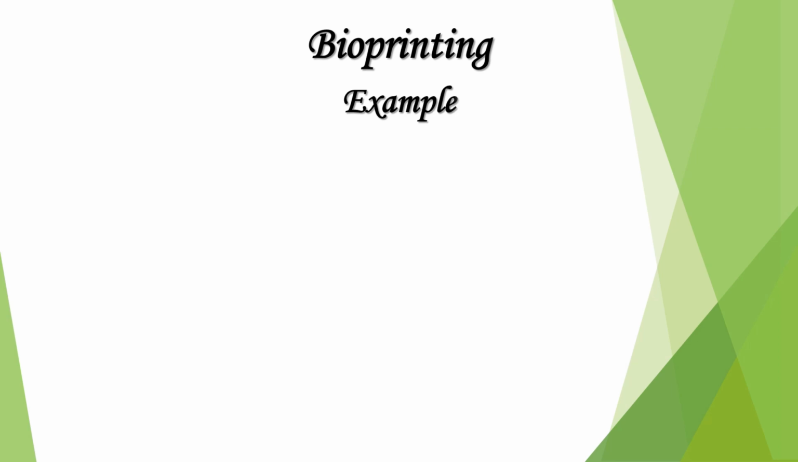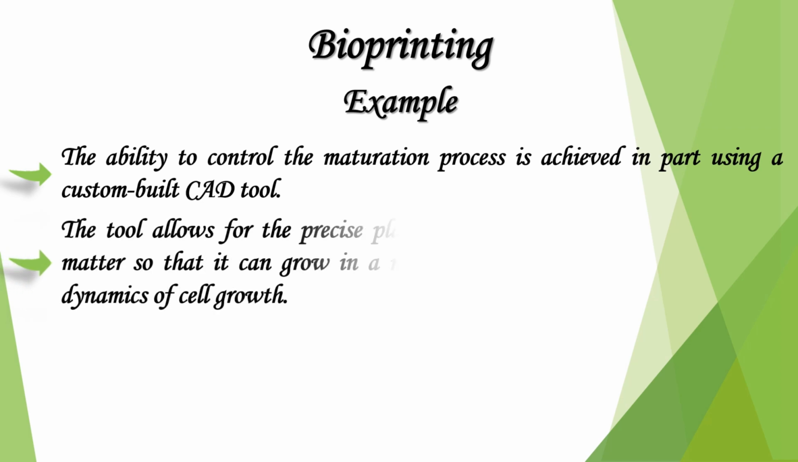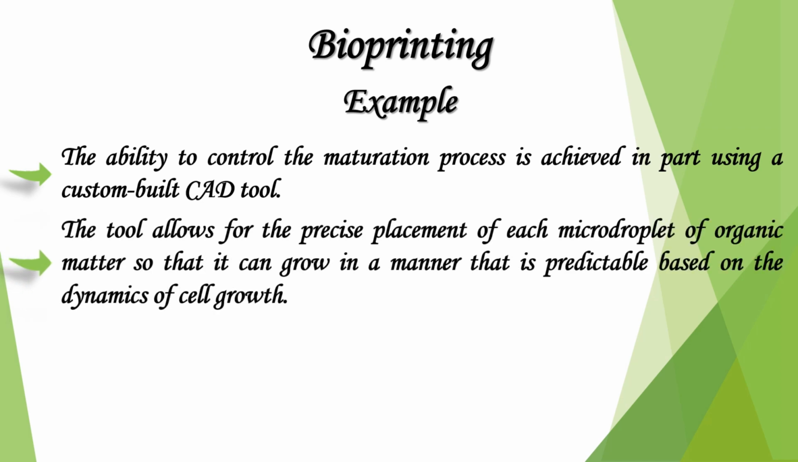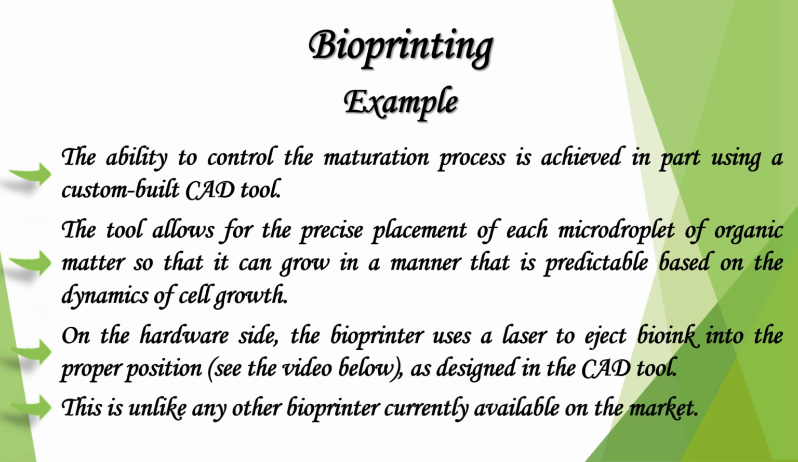Example. The ability to control the maturation process is achieved in part using a custom-built CAD tool. The tool allows for the precise placement of each microdroplet of organic matter so that it can grow in a manner that is predictable based on the dynamics of cell growth. On the hardware side, the bioprinter uses a laser to eject BioLink into the proper position, as designed in the CAD tool. This is unlike any other bioprinter currently available on the market.